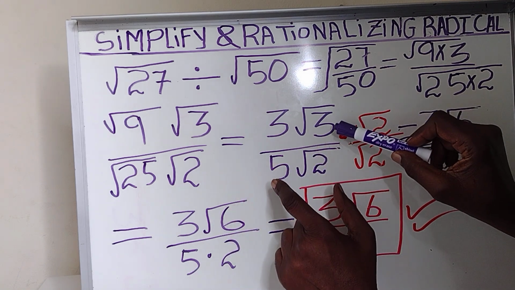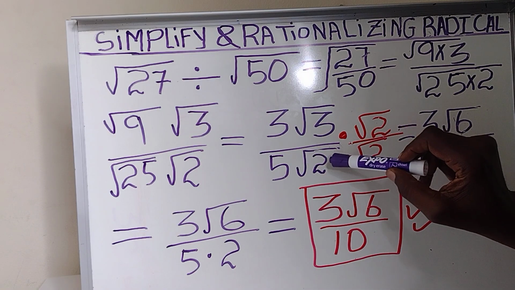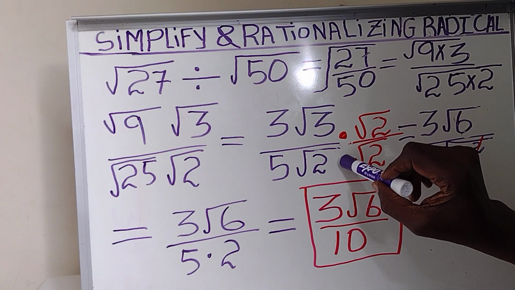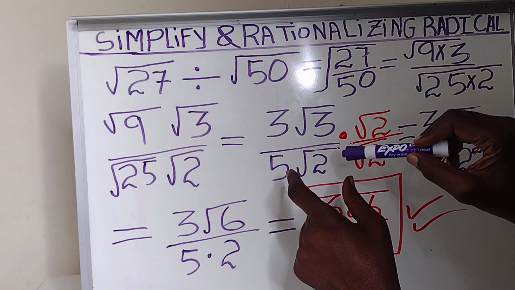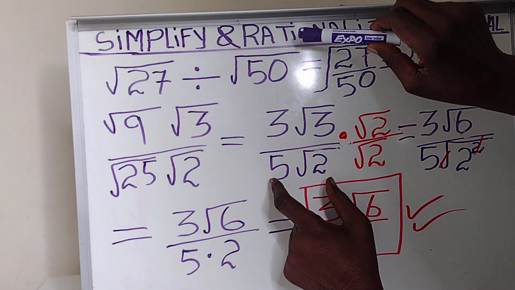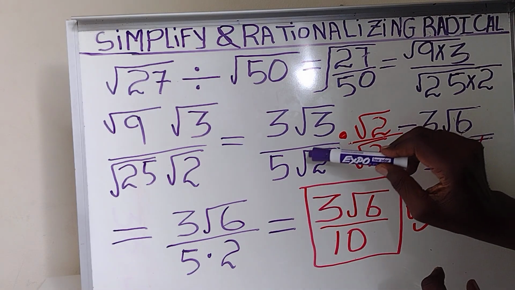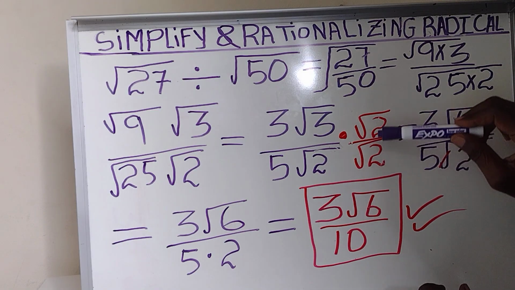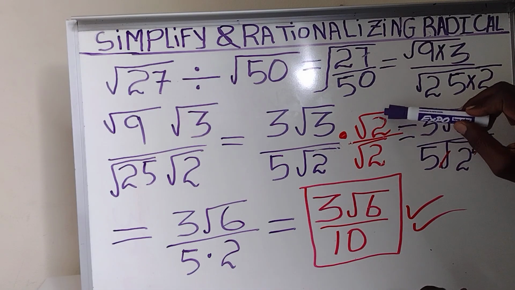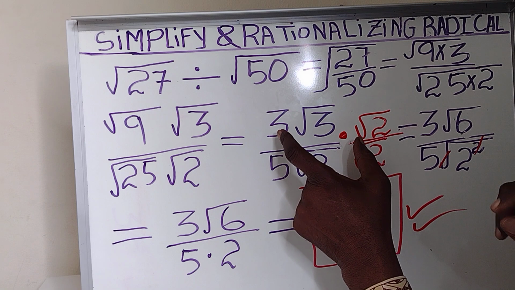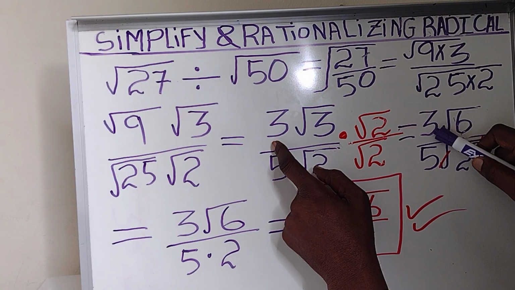We are almost finished. But the problem here is that we don't want to have the root in the denominator. That is not acceptable. That's why we come to this point that we have to rationalize it. So what do we mean by that? We have to take the square root of 2 and multiply bottom and top with that. Next we multiply 3 times 1, which is 3.